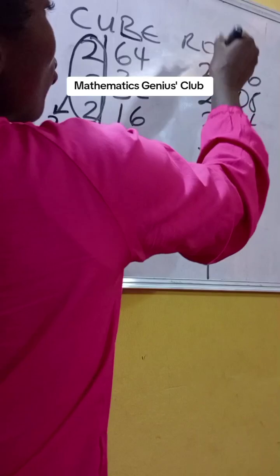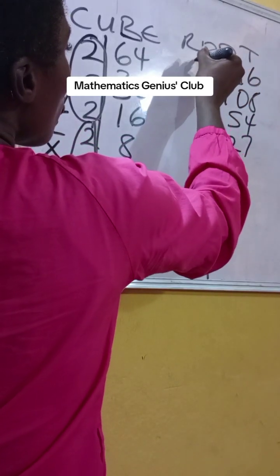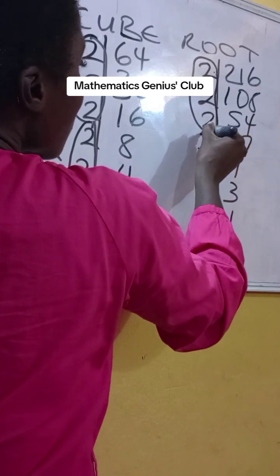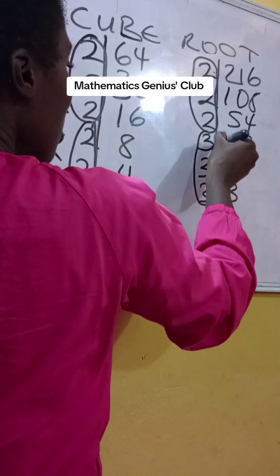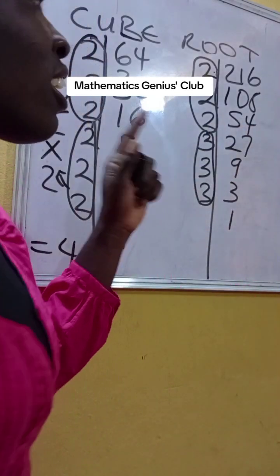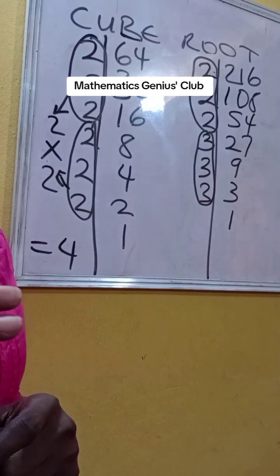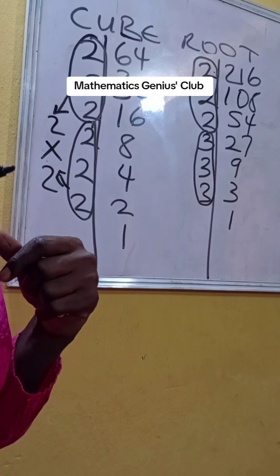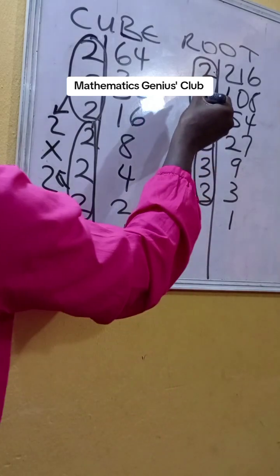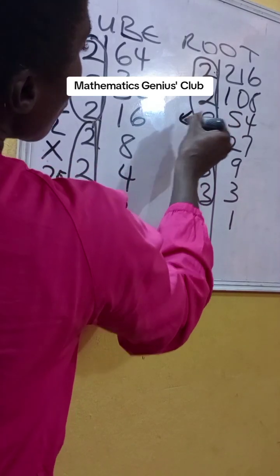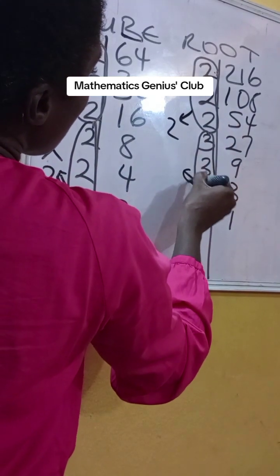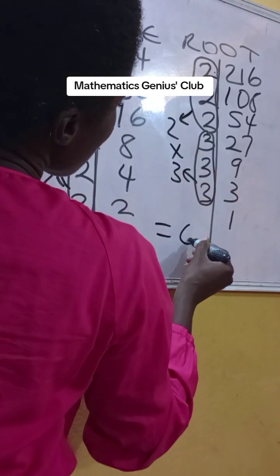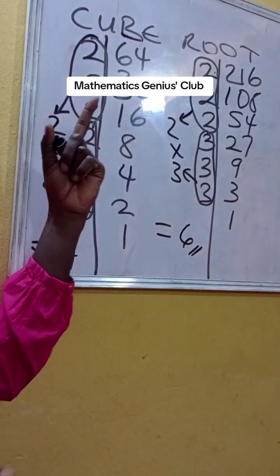Now we have 2s. We divide into groups. We can get 2 groups from here as well. It can be more than 2 groups. Let me note it. But make sure that each of the groups contains 3 numbers. And in each of the groups we have 3 numbers. So each group will donate one of them. Multiply whatever is donated. 2 times 3 is 6. So the cube root of 216 is 6.